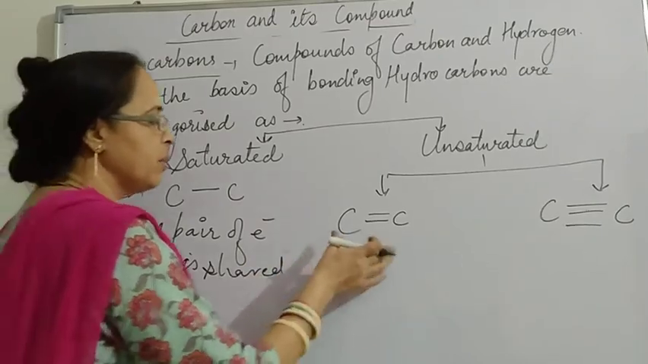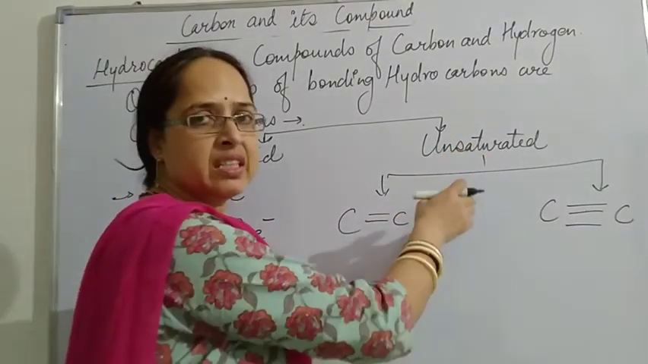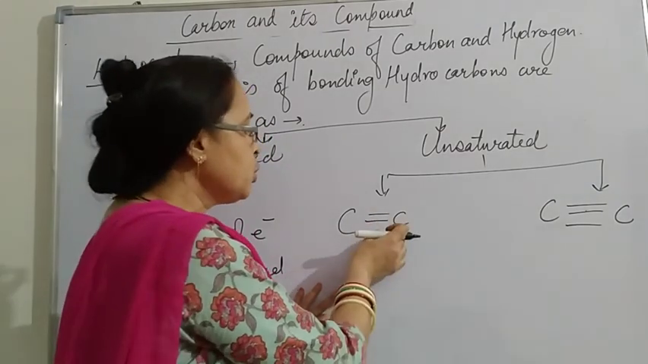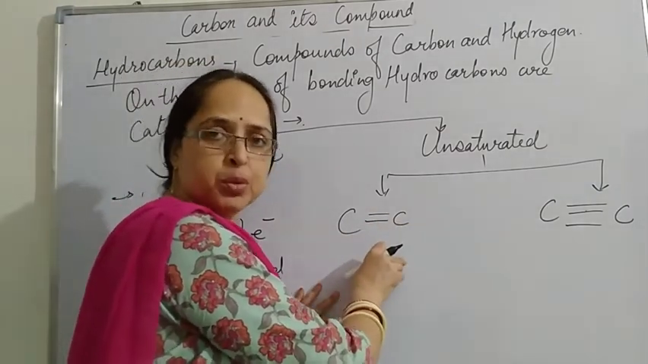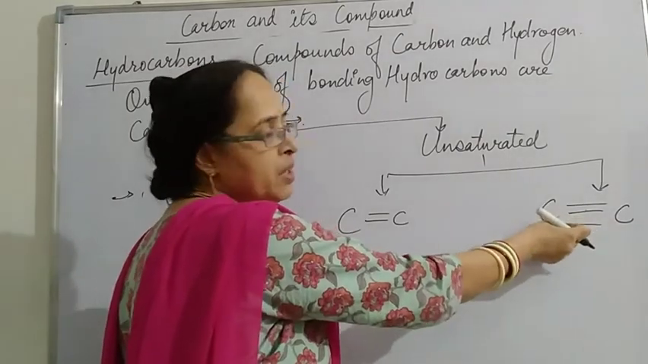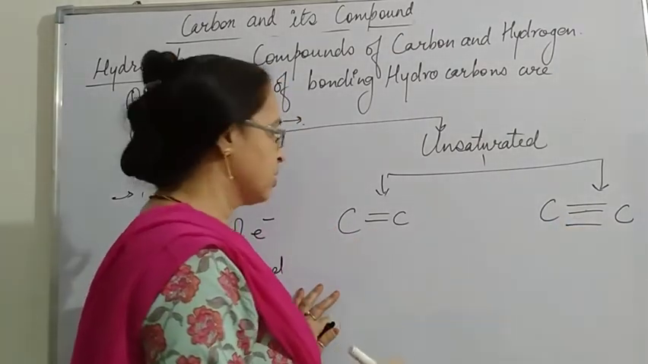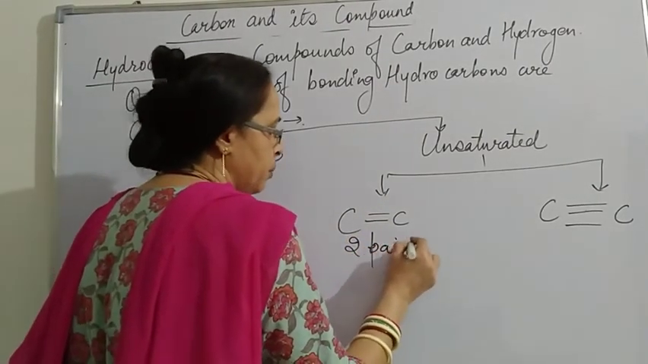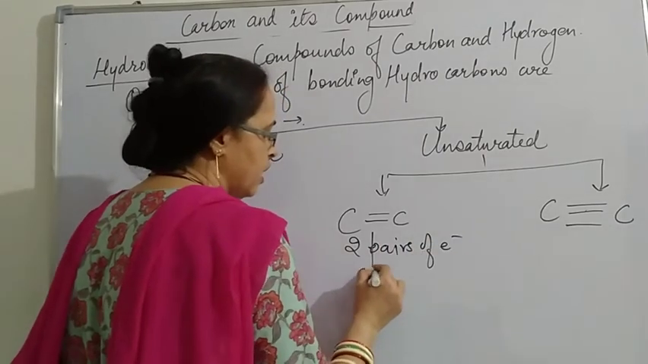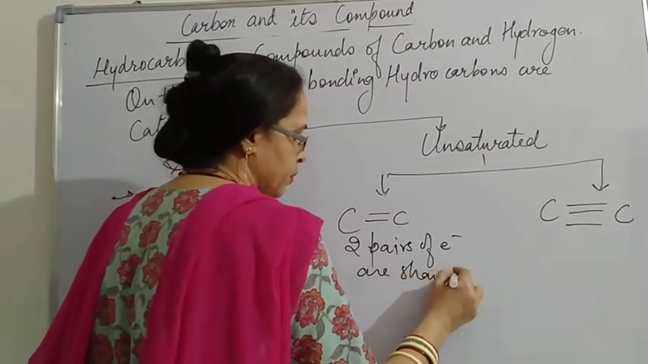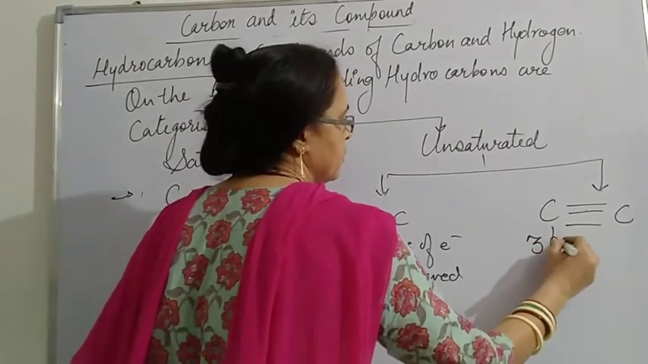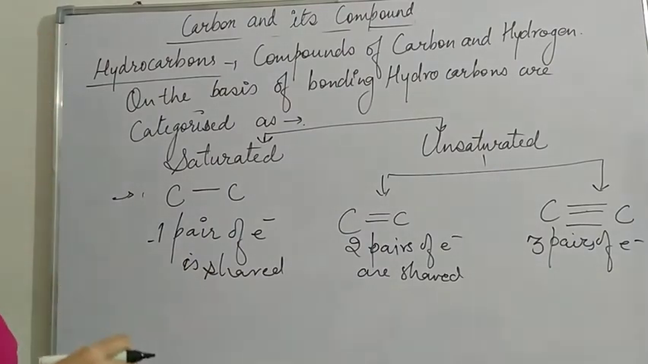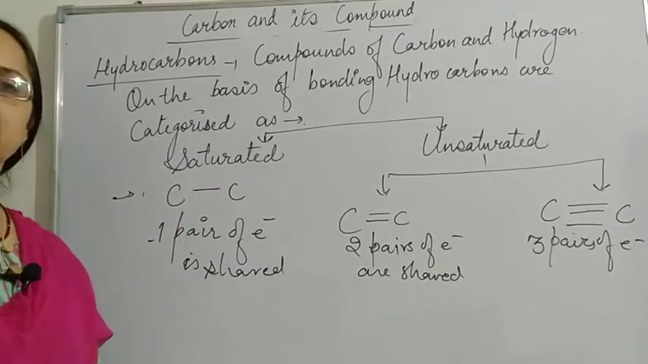And when we talk about the unsaturated hydrocarbon, these are further categorized into 2. The double bond, where 2 pairs of electrons are shared between the 2 carbons, and the triple bond, where 3 pairs of electrons are shared between the 2 carbons. So on this basis, they are given certain names.